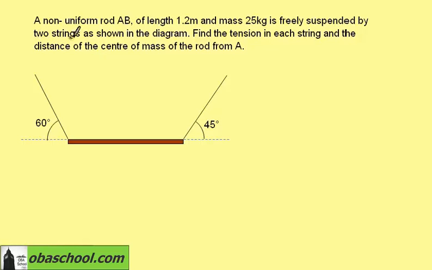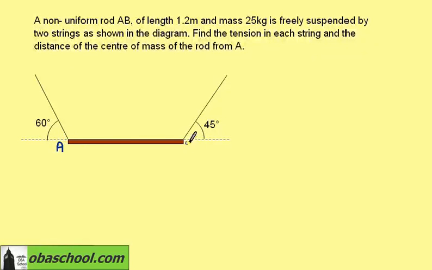A non-uniform rod AB of length 1.2 meters and mass 25 kilograms is freely suspended by two strings as shown in the diagram. We want to find the tension in each string and the distance of the center of mass of the rod from A.